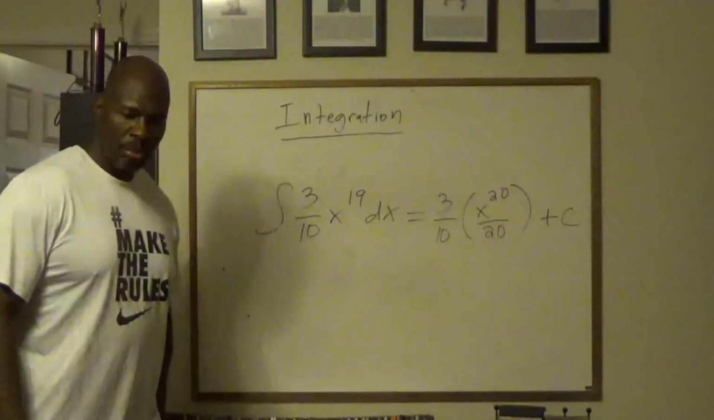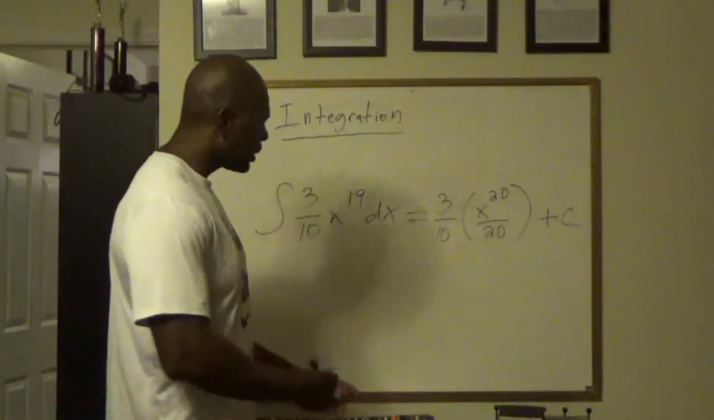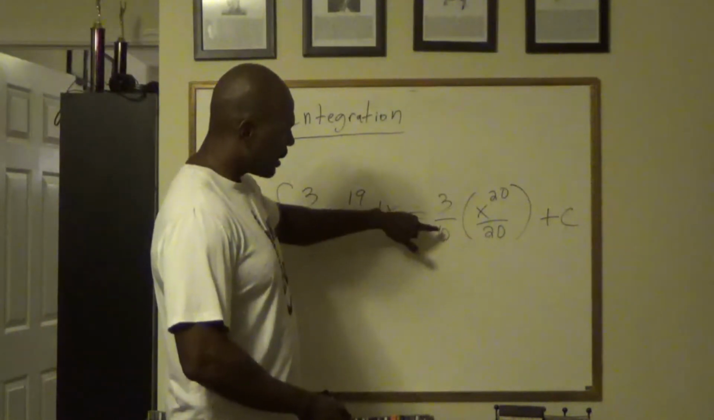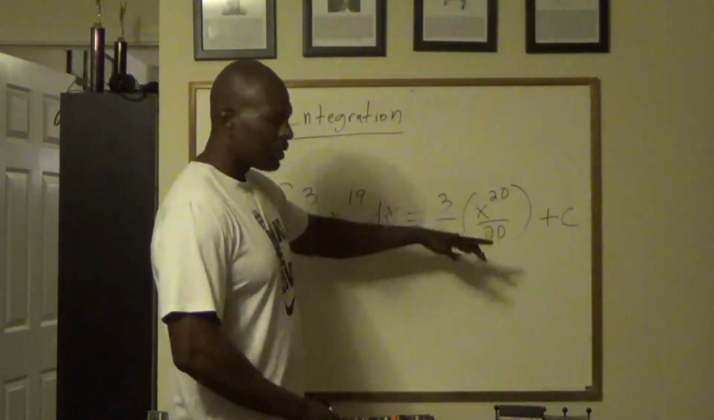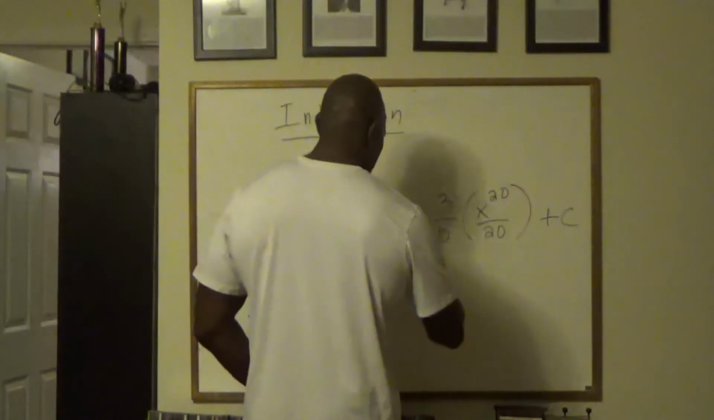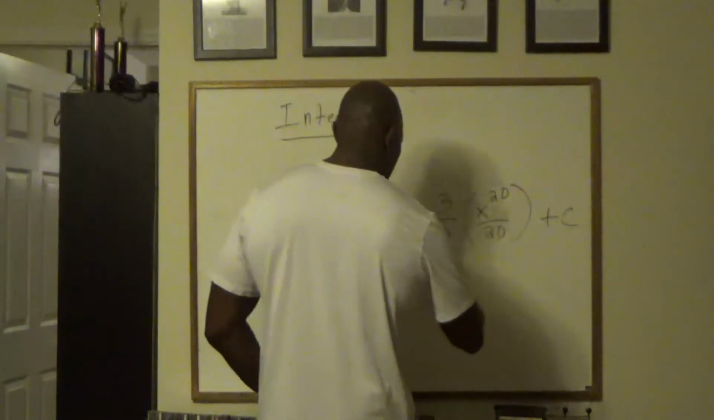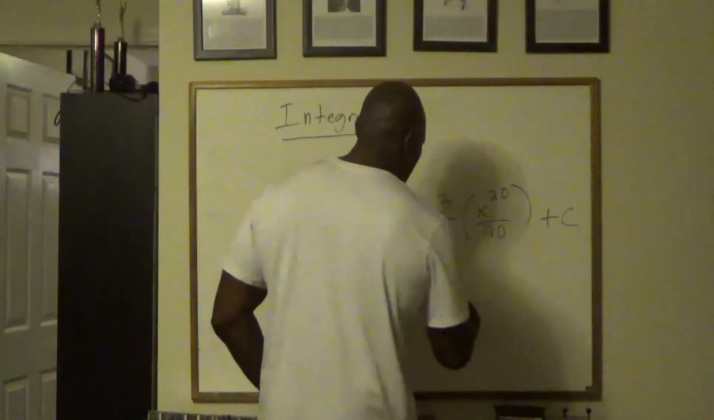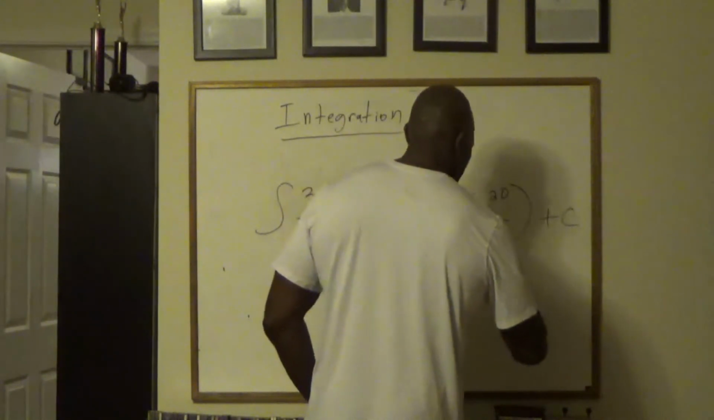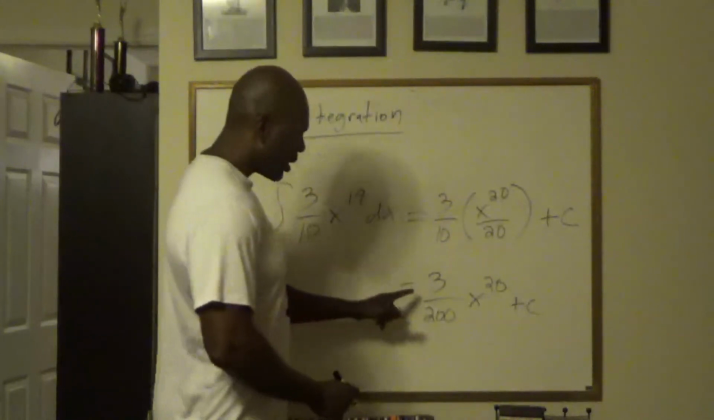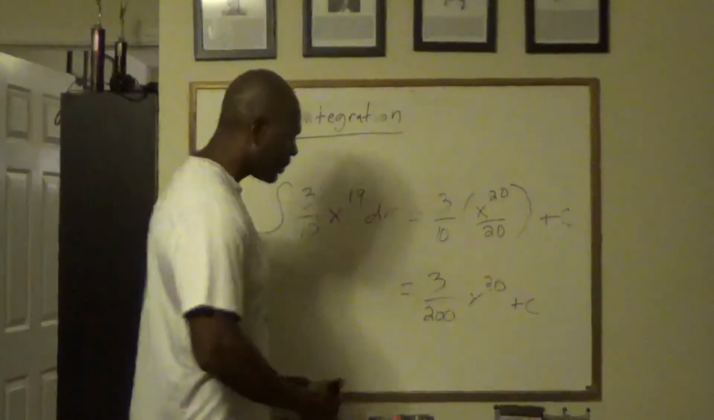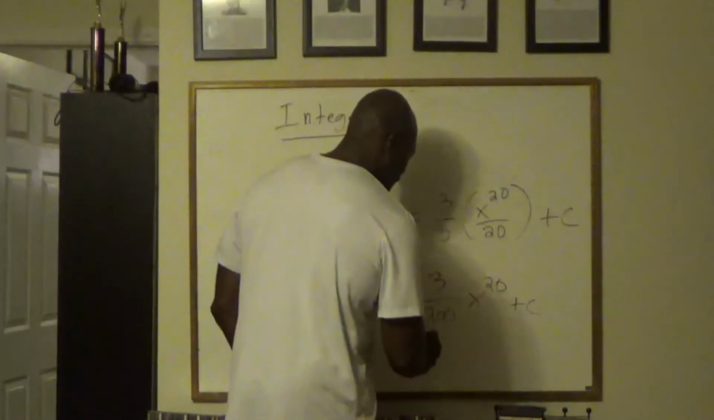And for now, just simplify. What you should notice is that 3 neither divides evenly into 10 or into 20, so this can't be simplified. And so this will be 3 over 200. Again, I'm multiplying 10 times 20, x to the 20th plus c. I could have also written 3x to the 20th over 200. Same thing, of course, just different ways of writing it.